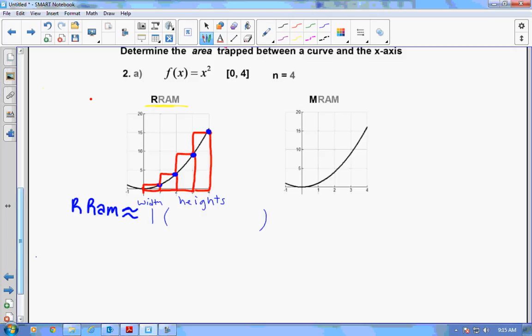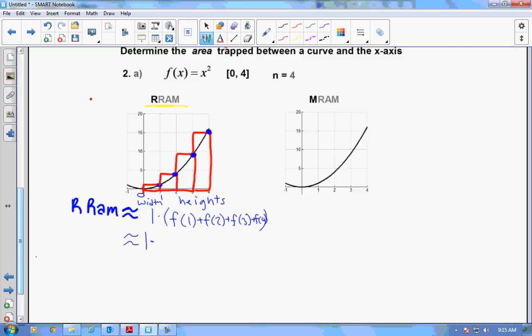The first height, is it going to be f of 0 or f of 1? F of 1, because we're using the right endpoint. F of 1 plus f of 2 plus f of 3 plus f of 4. Is approximately, I was looking at the wrong page, but yeah, they are 1.